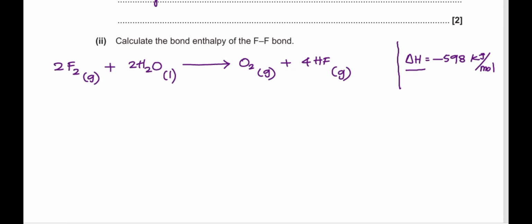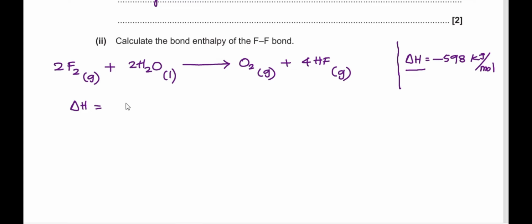Part 2. Calculate the bond enthalpy of the fluorine-fluorine bond. So I have written here the equation given in the question once again along with the delta H value. The delta H for any reaction is the amount of energy taken in to break the bonds minus the amount of energy released while the bonds are made.